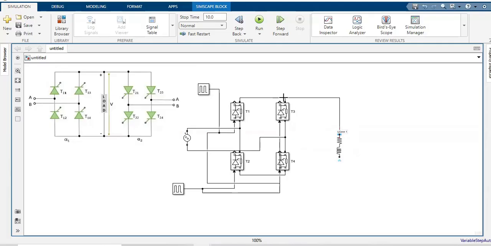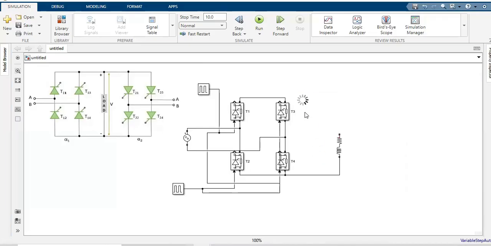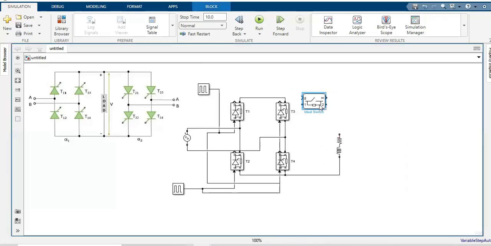Then this load is connected across the first converter, and since only one converter should be operated at one time, we'll be connecting the load through a switch. So let us take an ideal switch to connect the output of the first converter to the load.